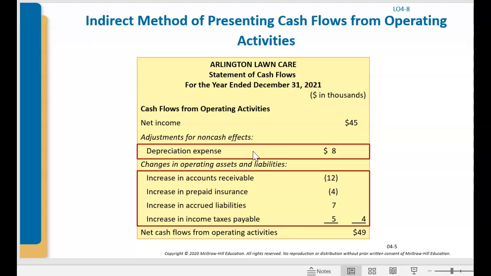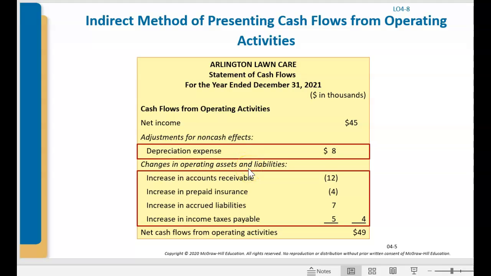And when we prepare the statement of cash flows, whether it's the indirect method or the direct method, we are trying to determine the actual amount of cash used in the current year, or for example, in your target, it would be the 2017 year.